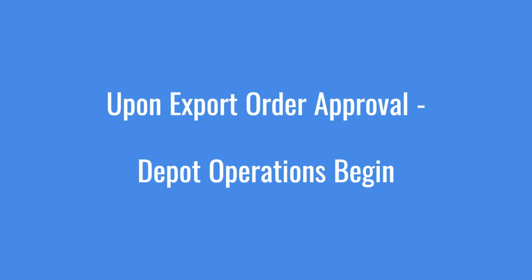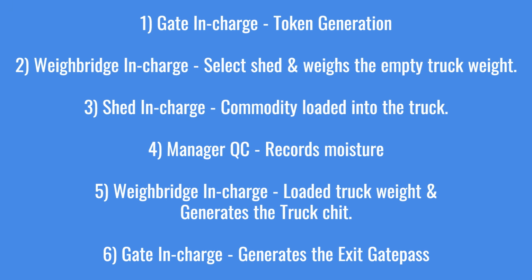After the approval process, the depot operations begin to issue the commodity. The gate in charge creates the token. Weighbridge in charge selects the shed and captures the empty truck weight.